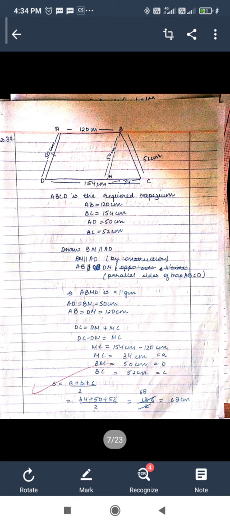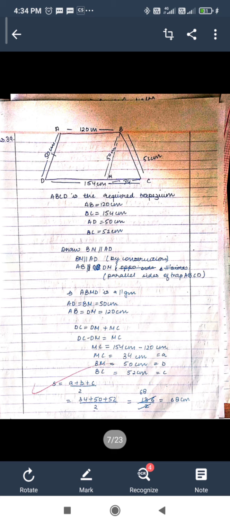We'll draw a line parallel to AD, that is BM we have drawn, and then since it is parallel, ABMD will become a parallelogram. So BM will be 50 centimeter and BC is given already 52 centimeter, and DM will be equal to AB, that is 120. So we will subtract 120 from DC to get the value of CM. So now we have got the three sides of triangle BMC.